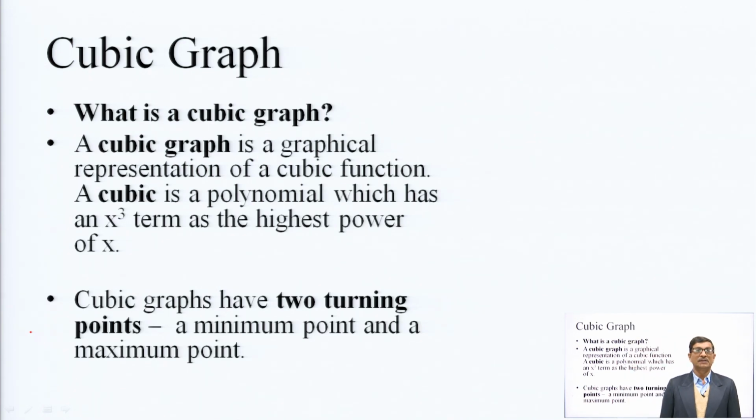The cubic graph. What is a cubic graph? A cubic graph is a graphical representation of a cubic function, and a cubic is a polynomial which has x raised to power 3 as the highest power of x. Cubic graph have two turning points, a minimum point and a maximum point.